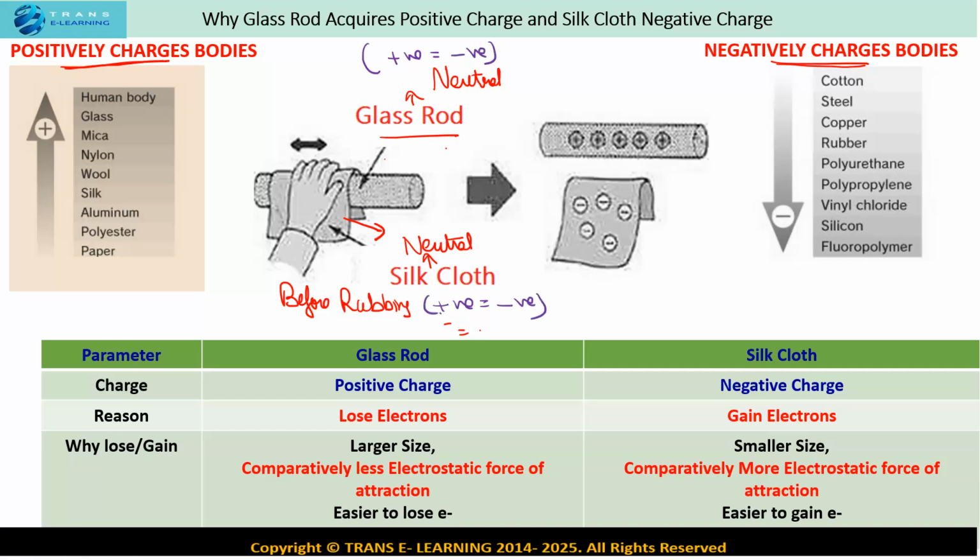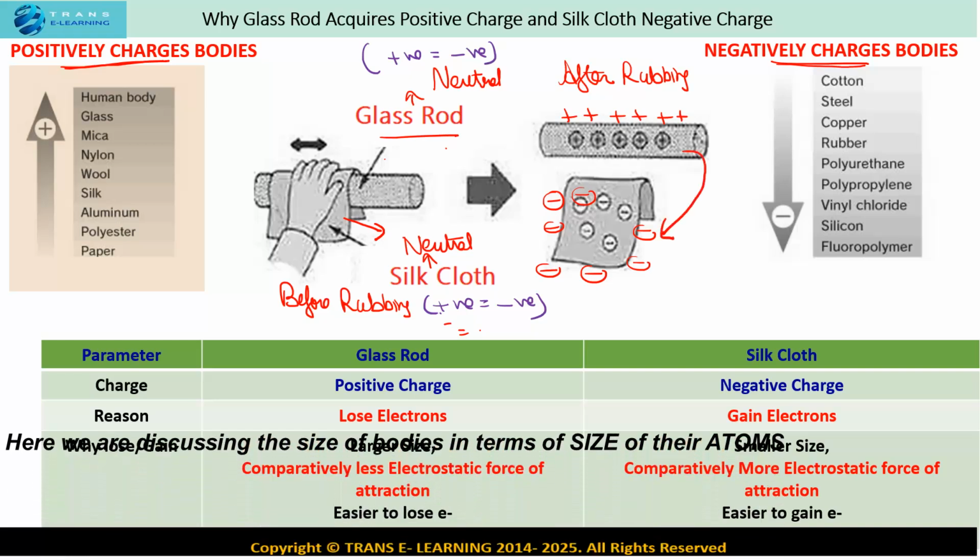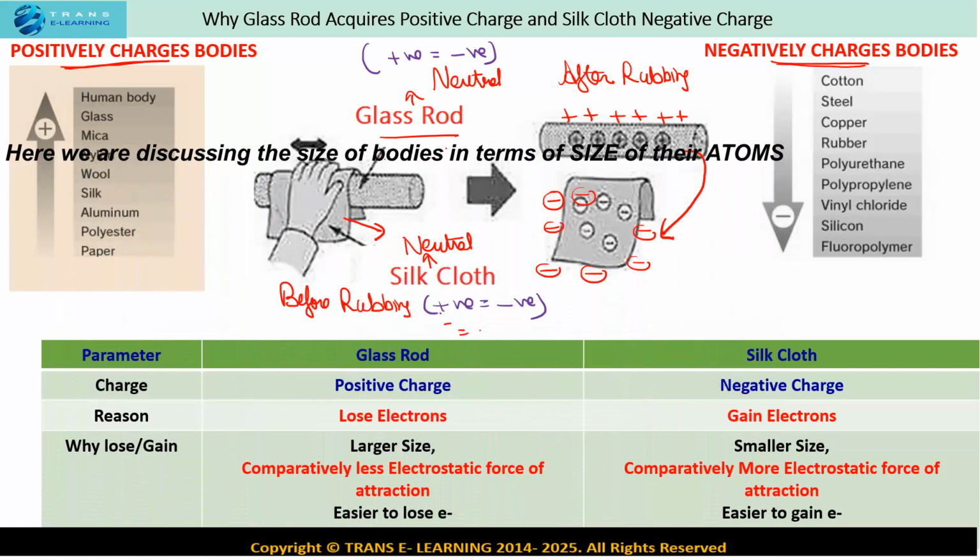And after rubbing, we can see here that the glass rod acquires positive charge and the silk cloth has acquired negative charge. Now you can very well tell what is the reason the glass rod has acquired positive charge. Because the glass rod will lose electrons and the silk cloth will gain electrons. Now, why will the glass rod lose electrons?